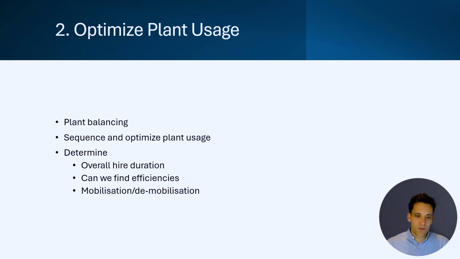Now, this is important because when we pay for plant, we're paying for it per week, per month, per day, whatever the rate is. If we've got 100 tasks that we can group together, it's going to be more productive. And if we can group those tasks together, we might be able to do them in a single mobilization. So it's going to help us save money by looking at and optimizing the usage of the plant.